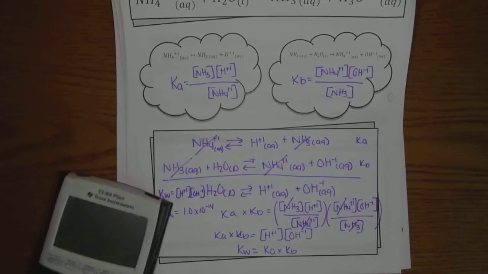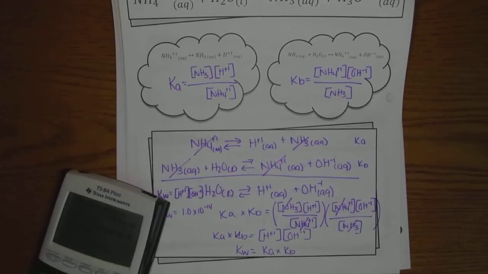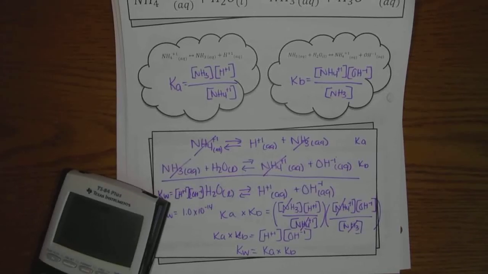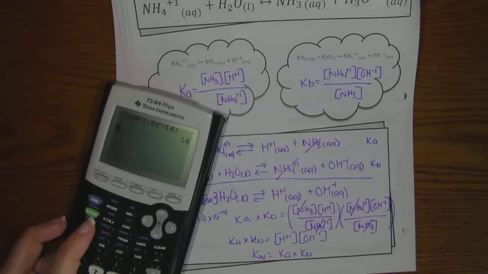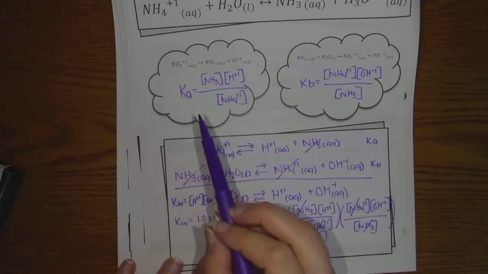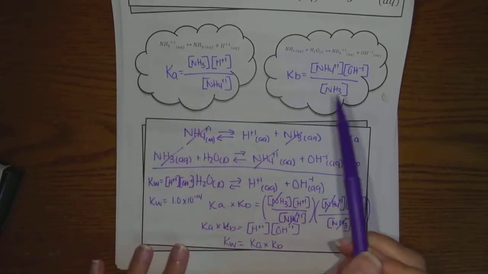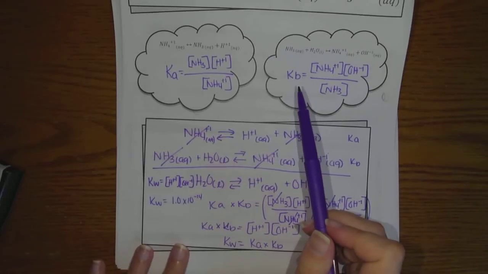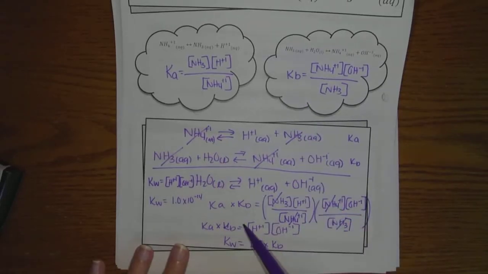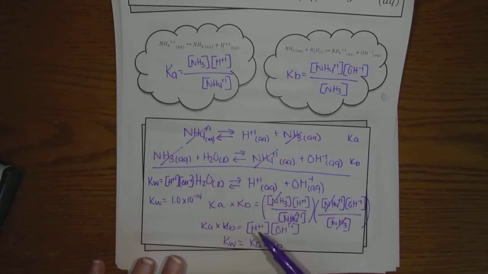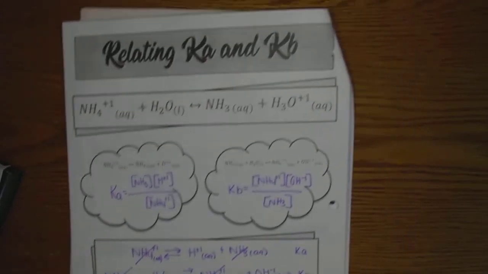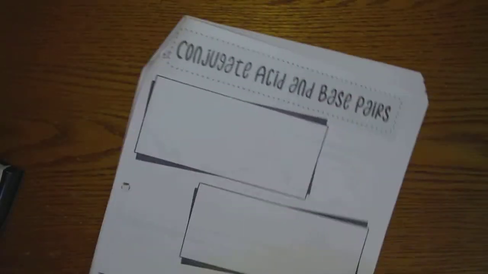If you take the negative log of that, you're going to find that it equals 14. So therefore, at equilibrium, this is the pH and this is the pOH. When we add them together, essentially we get Kw. So that's how we can relate Kb and Ka.